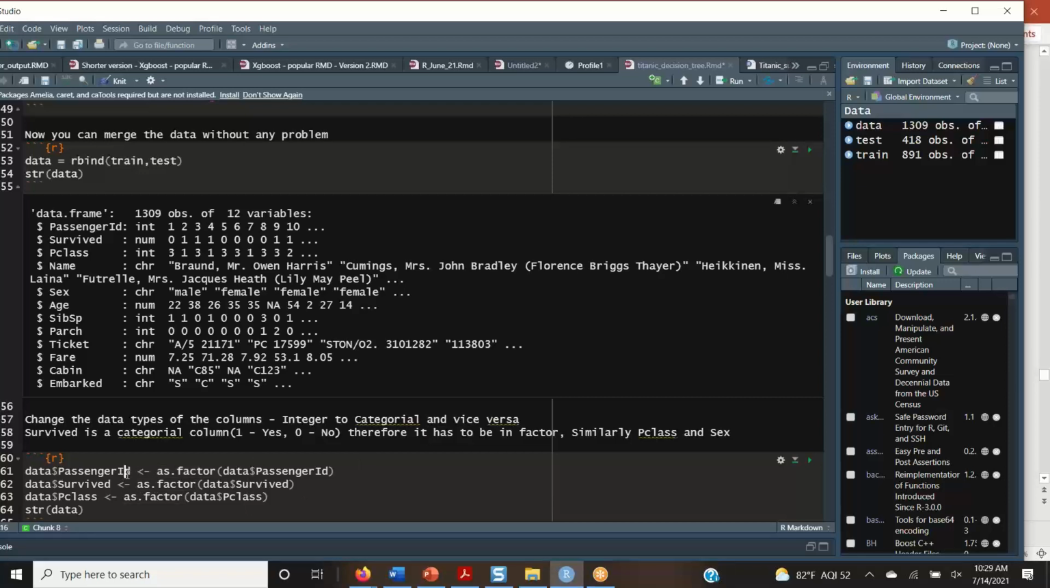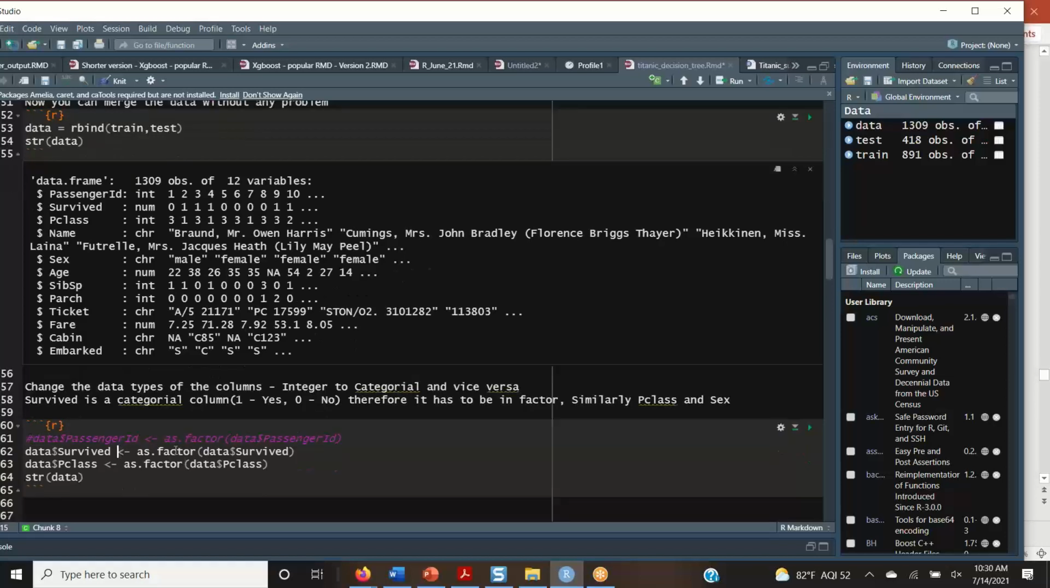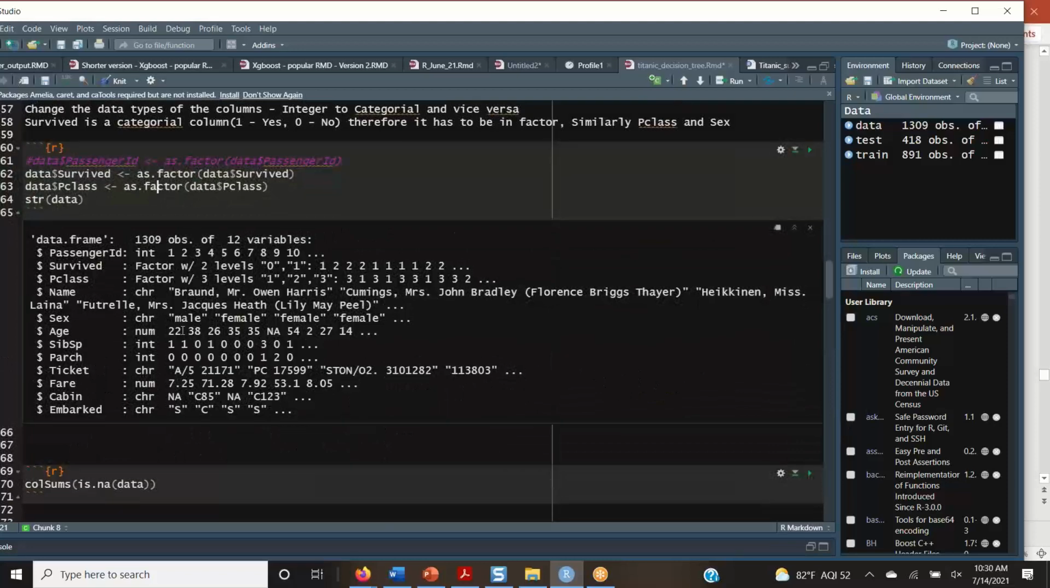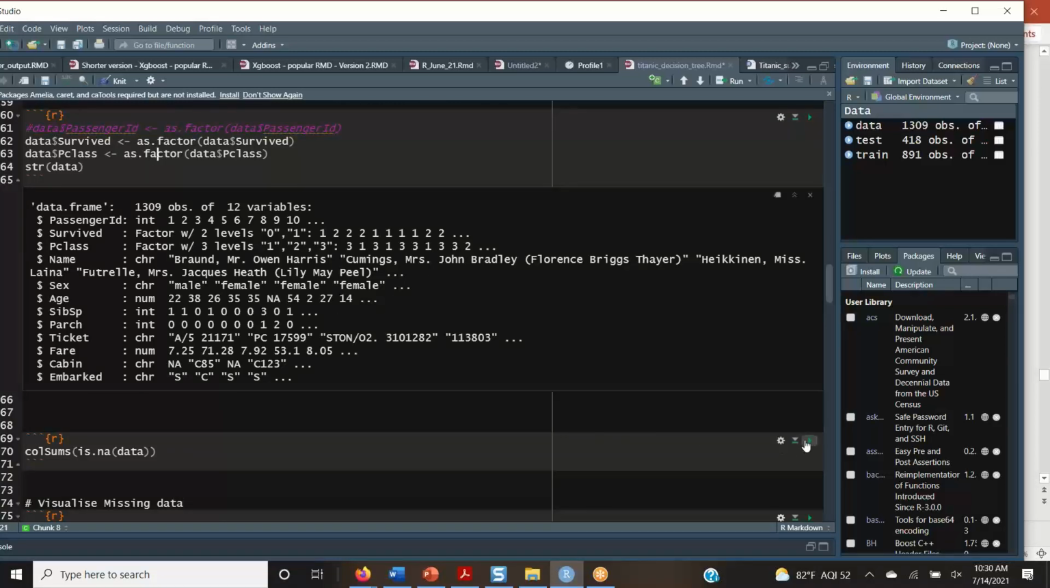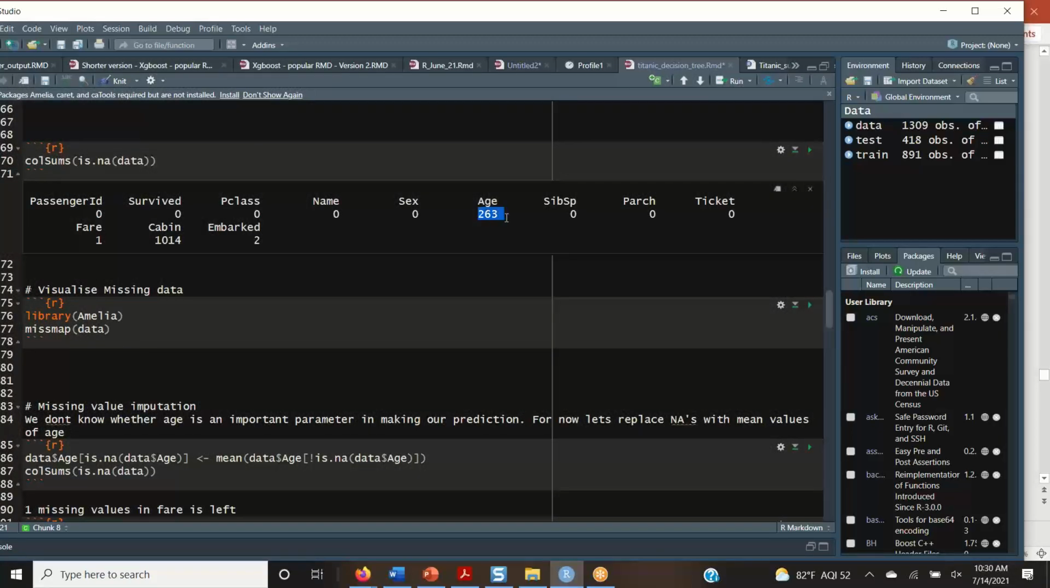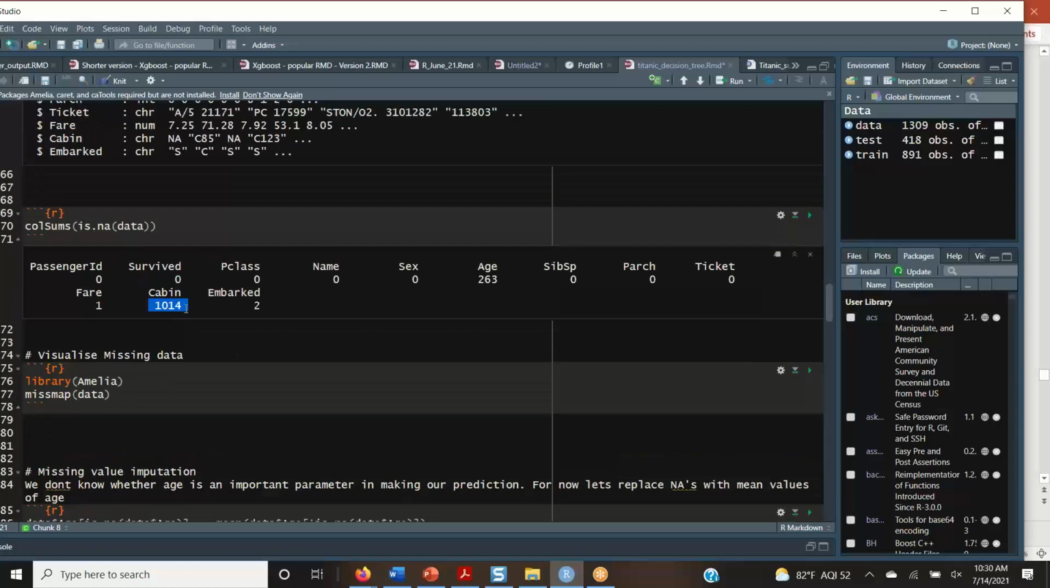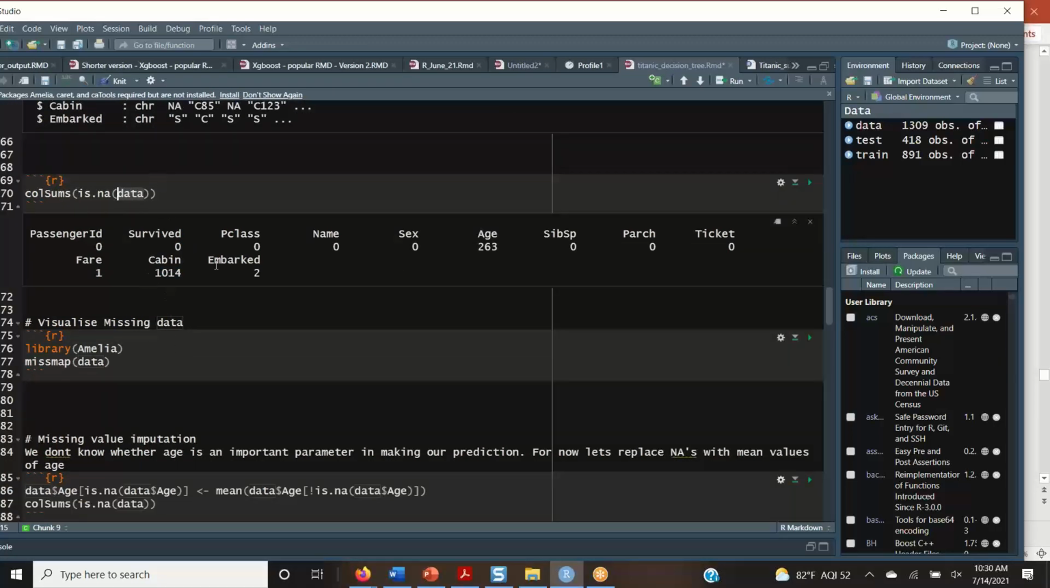So for passenger ID, we could make it a factor. We don't need it, because we are not going to use passenger ID in the model. We will never use that. So Survived is a factor, and Pclass is a factor. Those are the two variables we want to use as factors. Now we can see which is factor, which is numerical. Now we want to check how many are missing. Age is 263 now, cabin has increased, because we combined the test and train. Data refers to the combination of test and train.